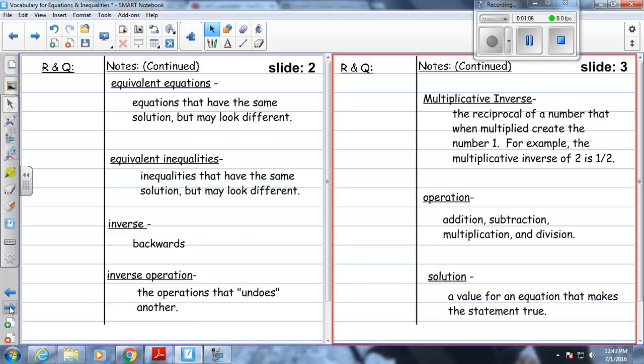Inverse is synonymous with backwards. So doing something inverse is its backwards direction. Inverse operation is an operation that undoes another. So the inverse of addition is subtraction, inverse of subtraction is addition, inverse of multiply is divide, inverse of divide is multiply. So it's that operation that undoes another.